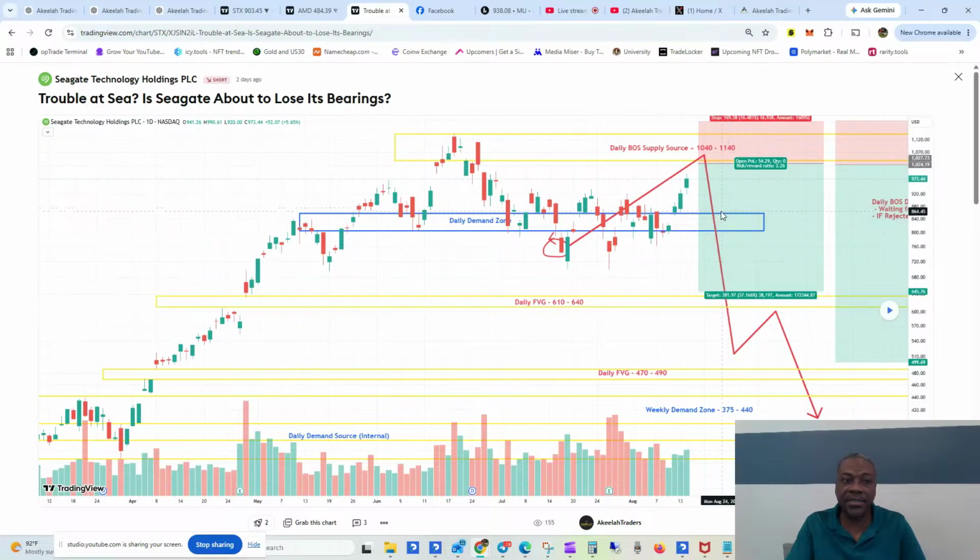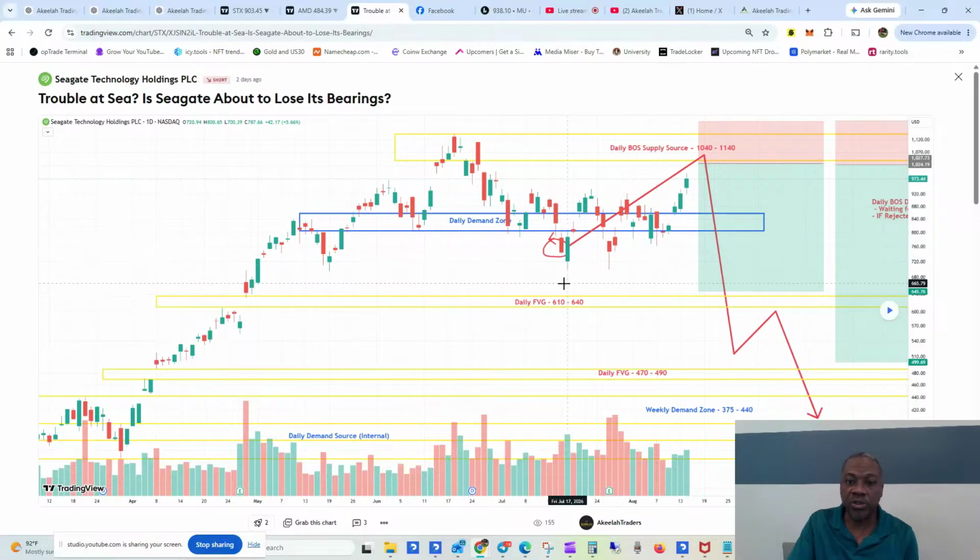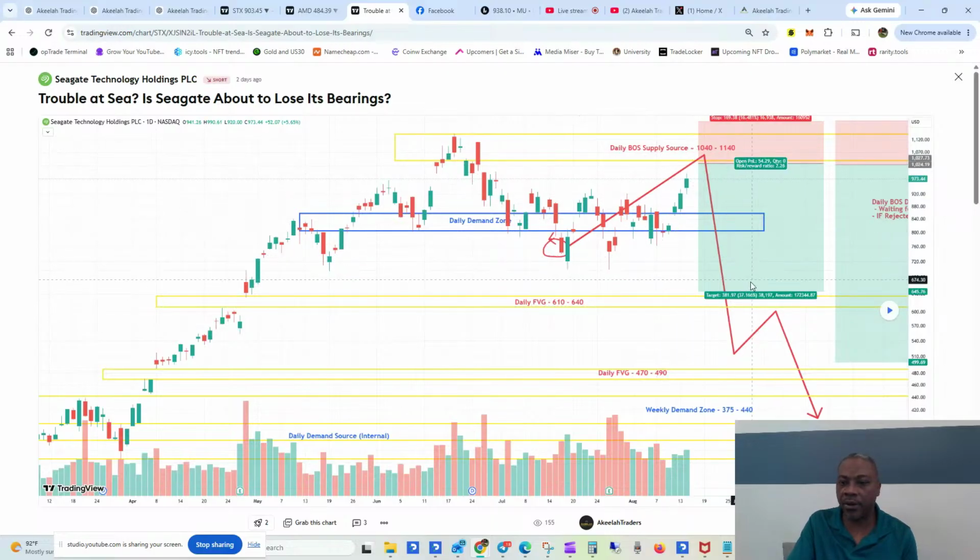It's going to fall back to this area to see if this is real support. This demand zone here, once it got broken, the market has tried to push back up, but it could come back and prove itself to be support again. I don't know if that's going to hold, but that's the most likely first test. Should that fail, which I would expect after getting a rejection like this, the first real target becomes this daily fair value gap here around 610 to 640. So in this area here is where I would expect to see Seagate fall.